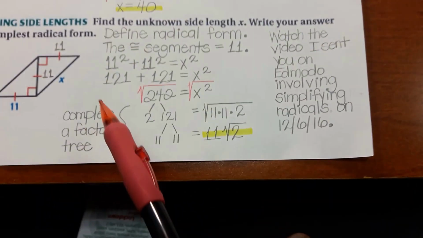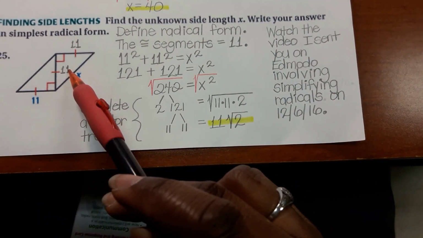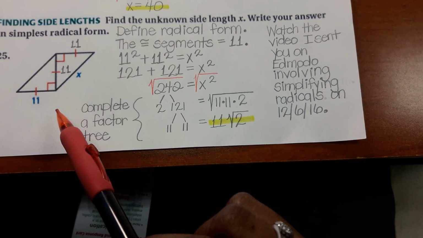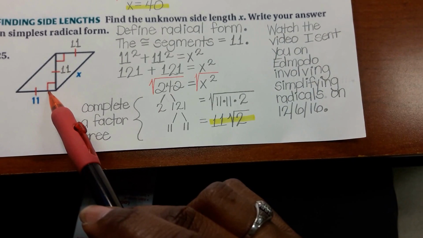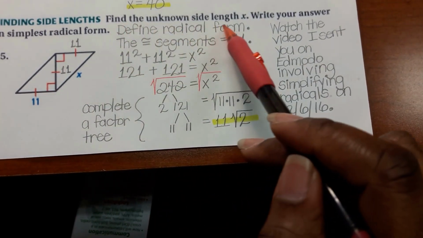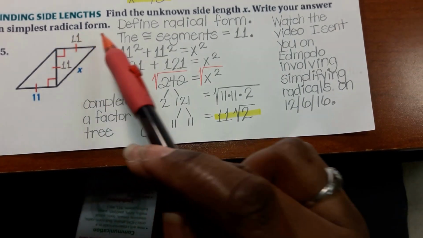Number 25. You have two triangles in one. If I look at these triangles, they form isosceles triangles. Find the unknown side length of x. Write your answer in simplest radical form.